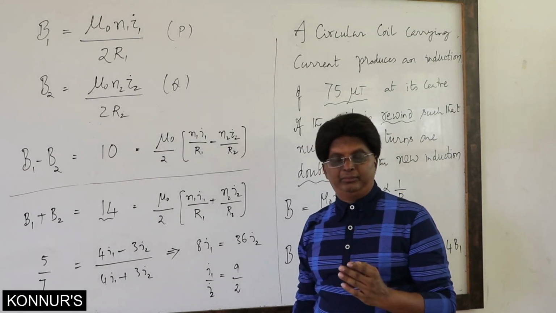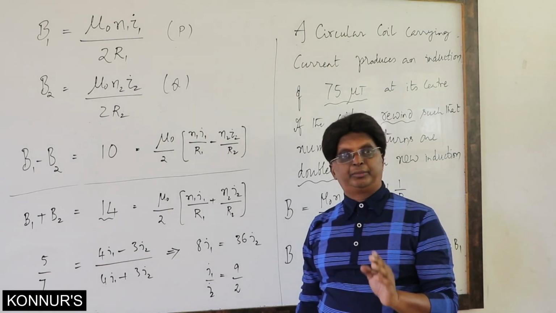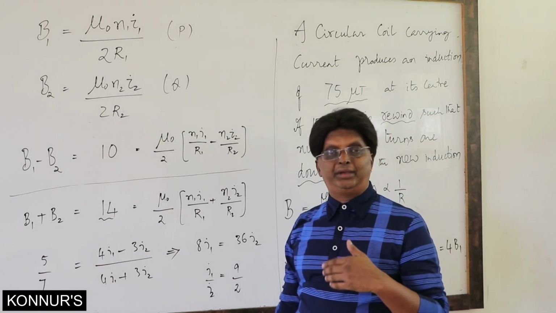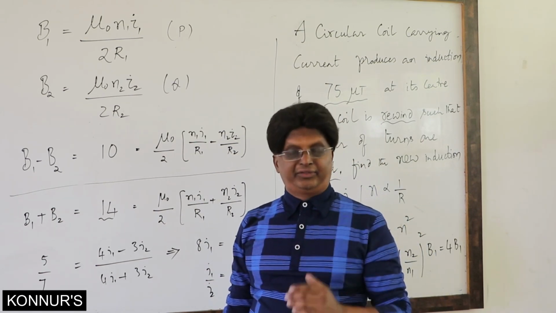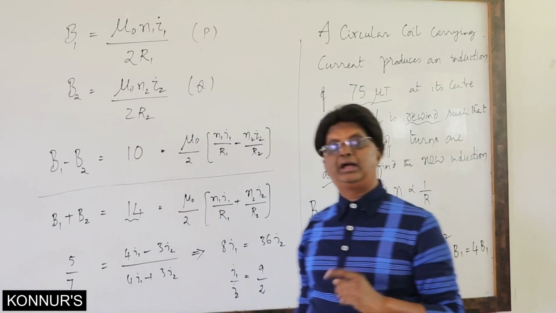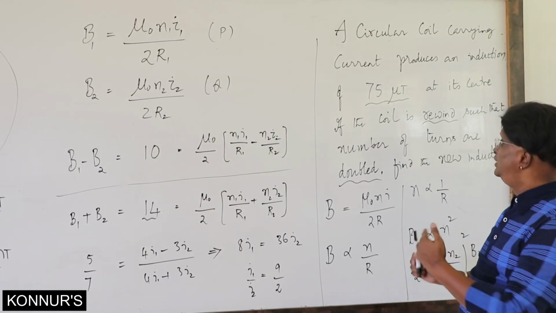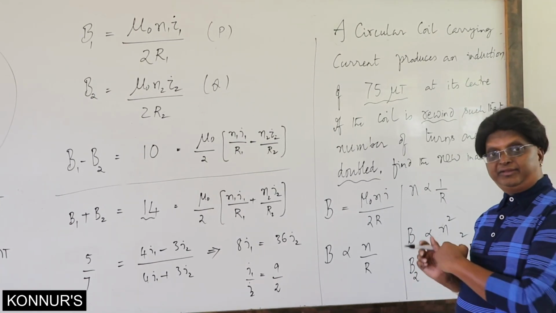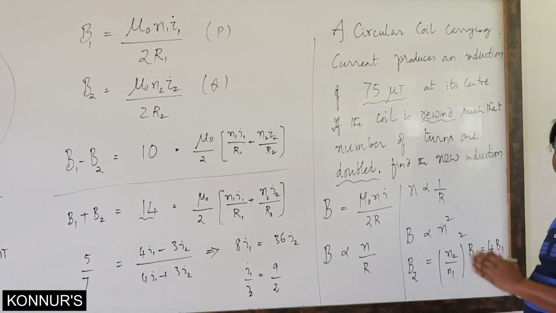One more time, reading the question fully is very important. Supposing the question is what is the new magnetic induction, the answer is 300 microtesla, but if the same is asked as what is the change in magnetic induction, then the answer would be 225 microtesla. In this example, what you have seen is that after rewinding, we are comparing the magnetic inductions.